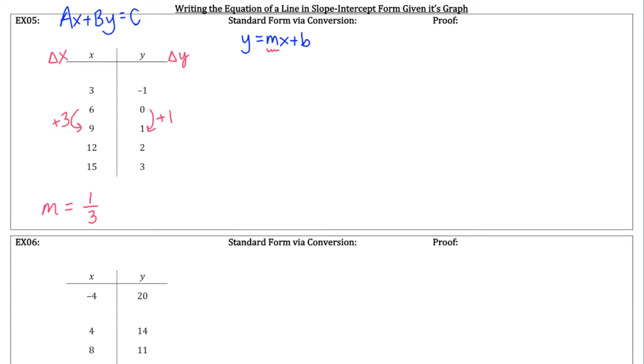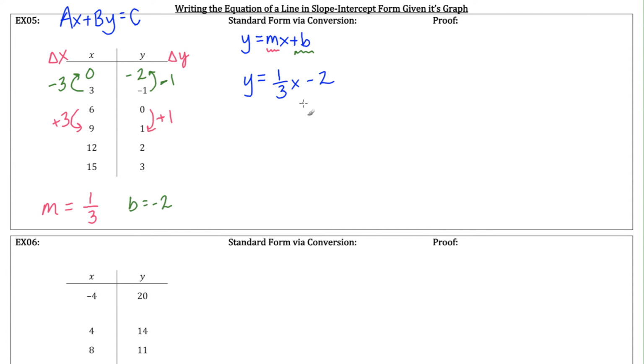Now we need to find the y-intercept. So that is, remember, 0 comma something. So I need to go back 3 this time. So instead of plus 3, I need to do minus 3. And instead of plus 1, I need to do minus 1. Negative 1 minus 1 is negative 2. So my b is negative 2. So I can go ahead and write my equation as y equals 1/3 x minus 2.